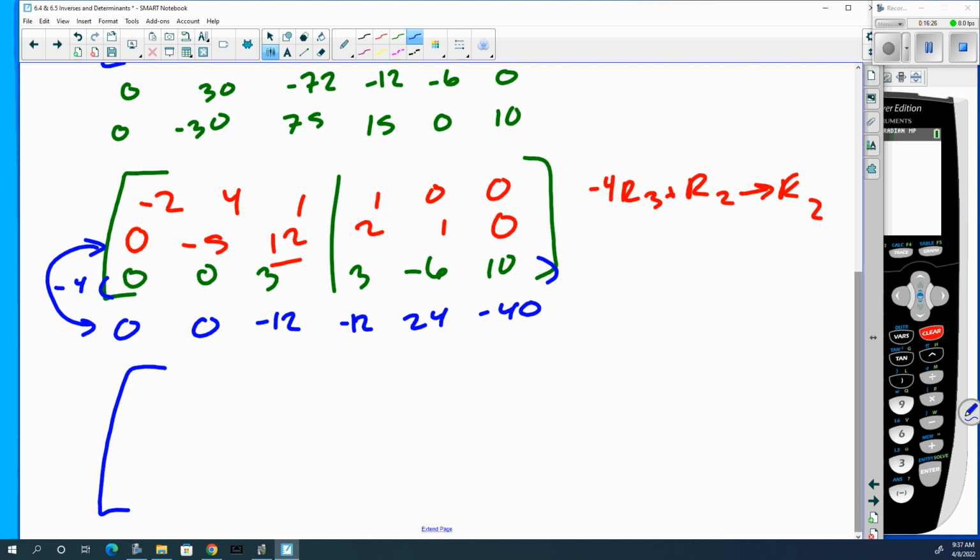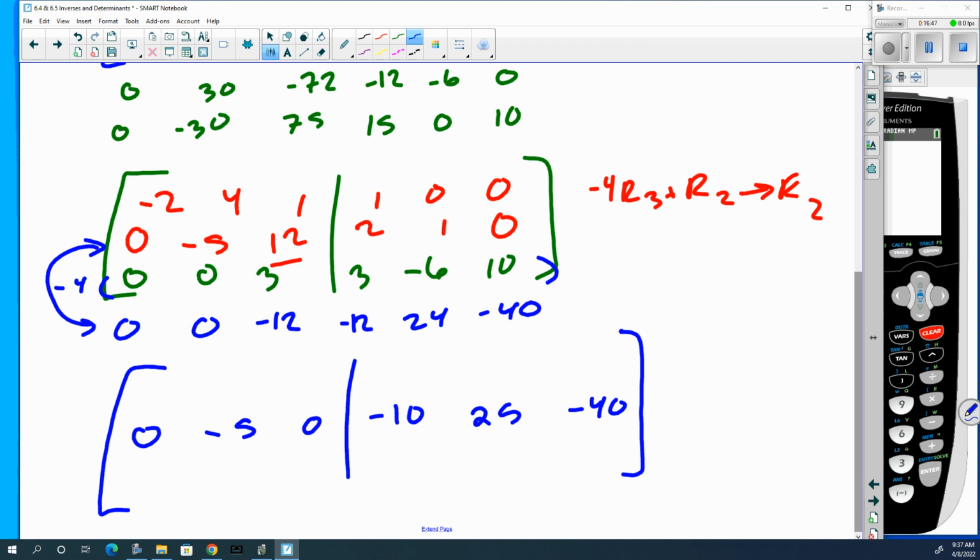So then my new middle row will be 0 plus 0, which is 0, -5 plus 0, which is -5, 12 plus -12 is 0, 2 plus -12 is -10, 1 plus 24 is 25, and then 0 plus -40 is -40.